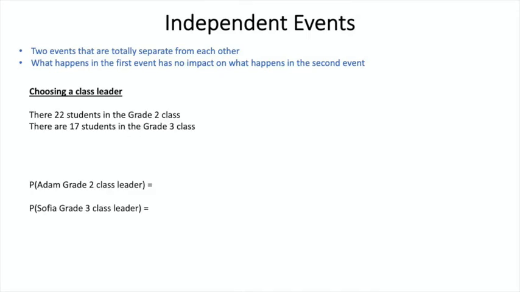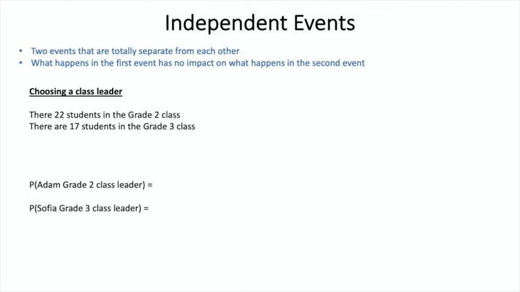Start with this example. Remember in primary school when you had to choose a class leader and someone got to be the leader and they got to do really important jobs like take letters to the office or help you pack up at the end of the day, whatever. We've got grade 2 and grade 3 and each of them need to find a class leader. Here's the information that you need.